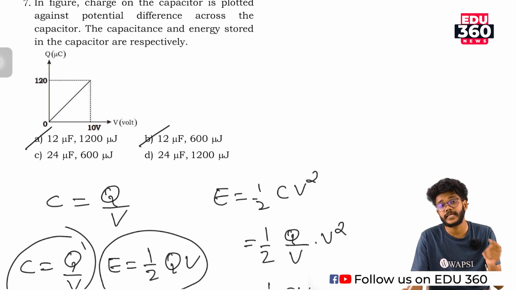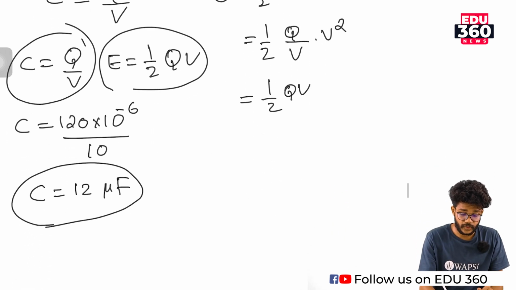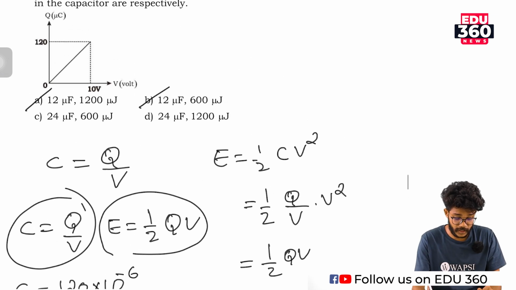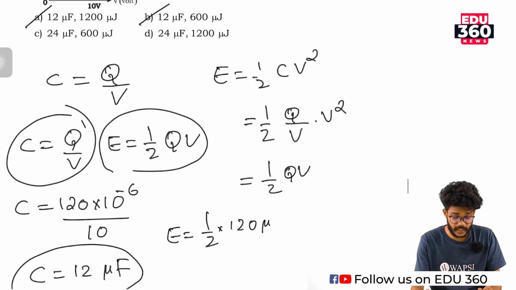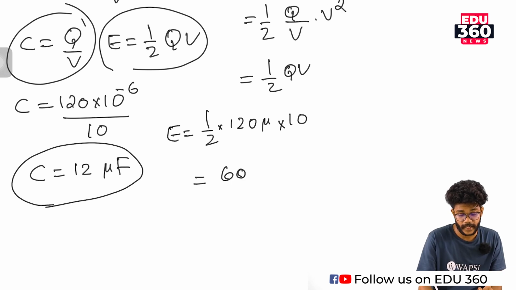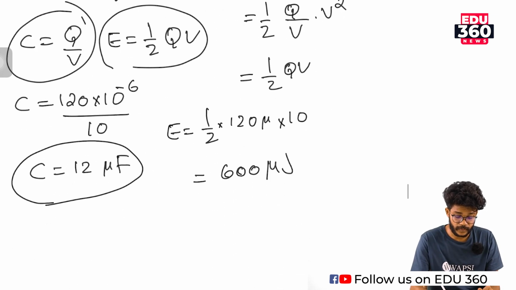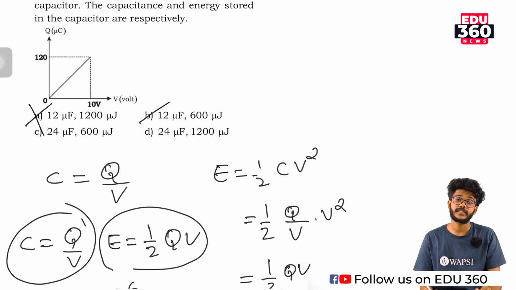So we need to find the energy of this capacitor. E is equal to half QV. What is Q? 120 microcoulomb, and what is V? 10 volt. So 120 by 2 is 60, 60 into 10 is 600 microjoule, since the unit of energy is joule. 600 microjoule matches option B. So option A is the incorrect option, and option B is the correct one.